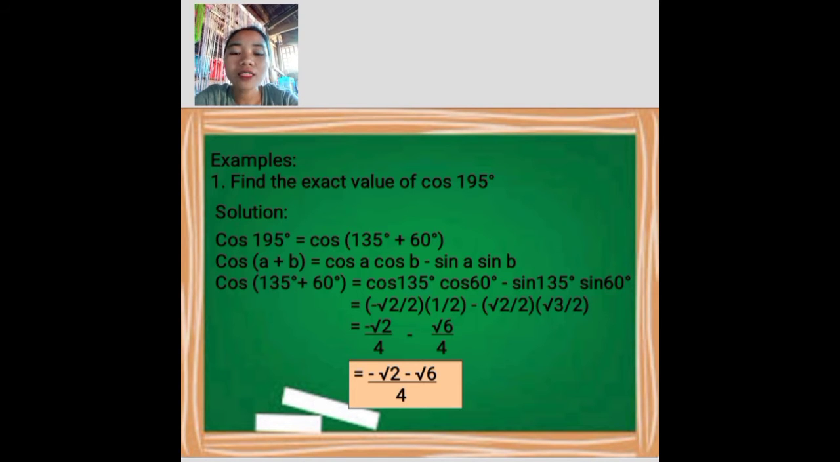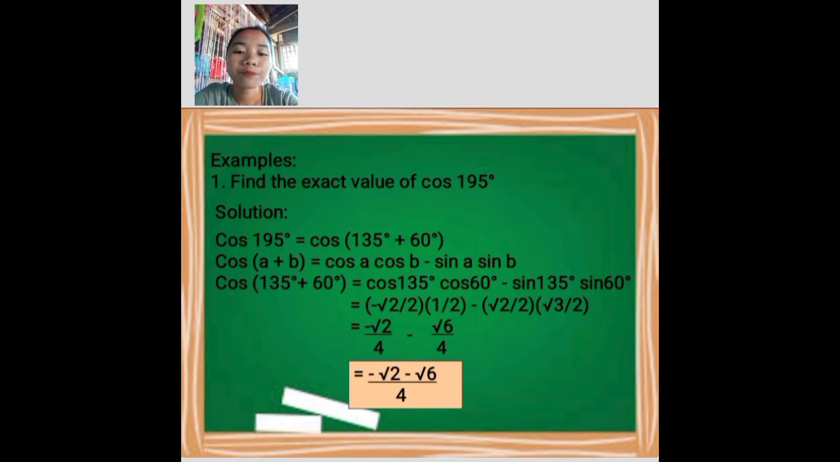Then, let's substitute the corresponding values of cos 135, which is negative square root of 2 over 2. The corresponding value of cos 60 is equal to 1/2, minus the corresponding value of sine 135 degrees, which is square root of 2 over 2, and then the corresponding value of sine 60 is equal to square root of 3 over 2. So, let's multiply.